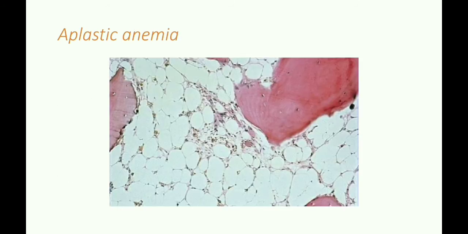So now let us see what is aplastic anemia. As you can see in this picture, most of the hematopoietic stem cells in the bone marrow are replaced by the fat cells. So the bone marrow is markedly hypocellular, and that is a characteristic feature of aplastic anemia.